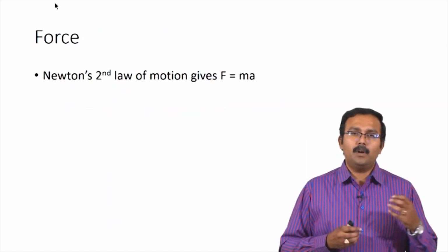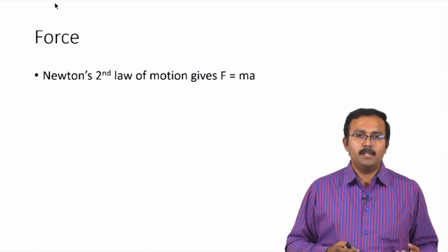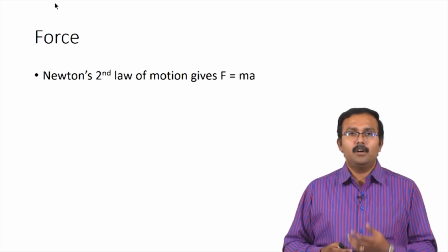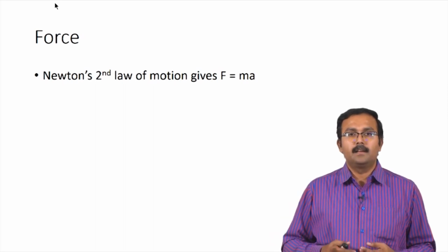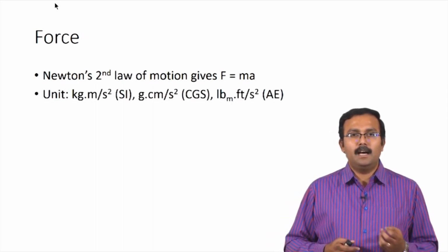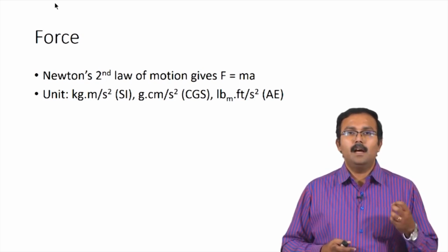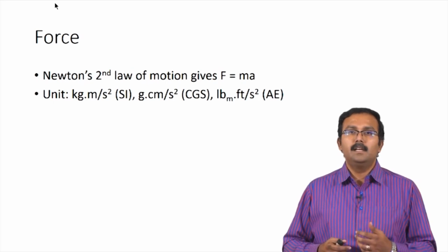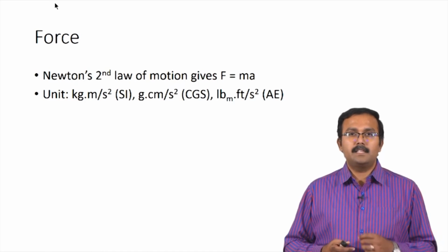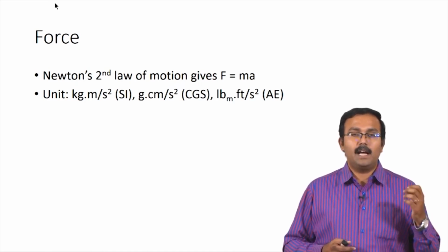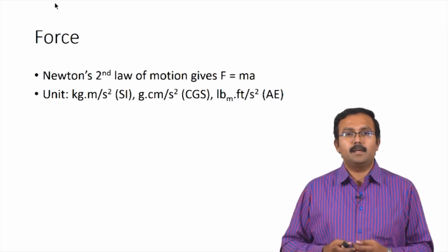Now, let us take one of the derived units, which is force. This derived dimension force is defined by the second law of motion by Newton, which is force equals mass times acceleration. Units for this are kilogram meter per second squared, gram centimeter per second squared and pound mass feet per second squared in the 3 systems. It is simple: mass is in kilograms and acceleration is in meters per second squared. So, this gives you kilogram meter per second squared.